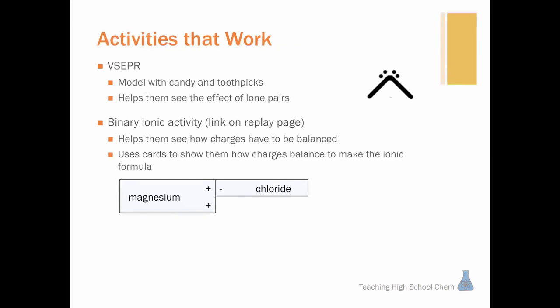So they would have a magnesium card. The magnesium card has 2 pluses on it, and it's twice the size of the chloride card, because the chloride one only has a charge of 1 minus. And so this is giving them a visual representation of what's going on with the charges. And so they see, oh, wait, I need to add a second chloride in order to make these balance out. So what's your formula? MgCl2.